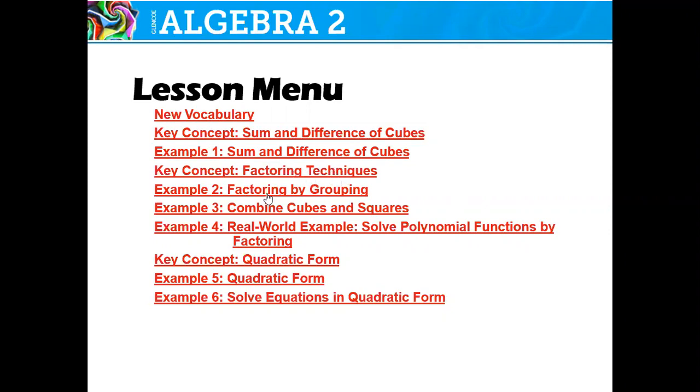We used to factor power 2 polynomials. Now we'll start to factor higher degree powers by combining cubes and squares as well. We'll discuss some real-world examples, and finally, we'll talk about quadratic form and writing equations in quadratic form in order to solve them.